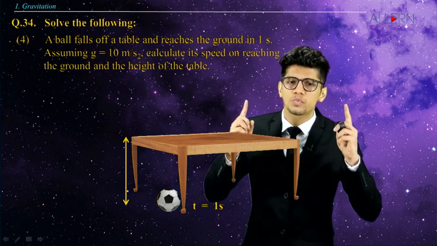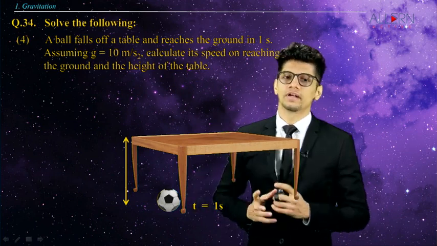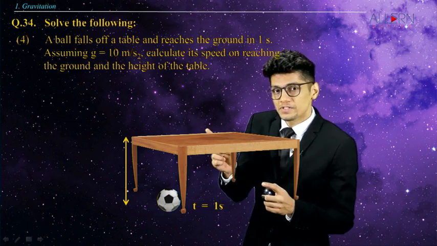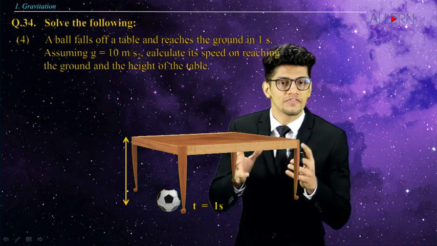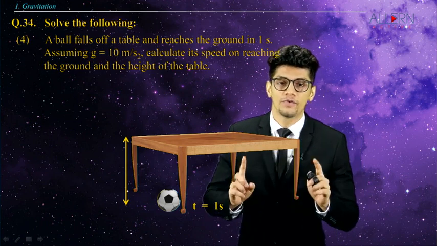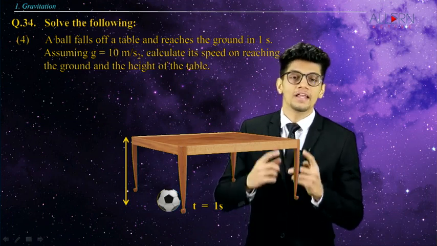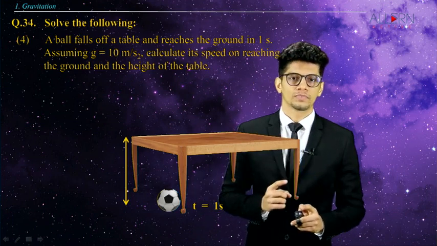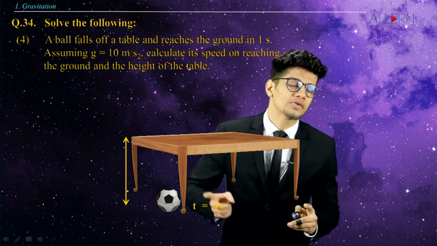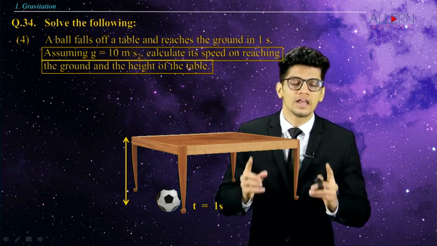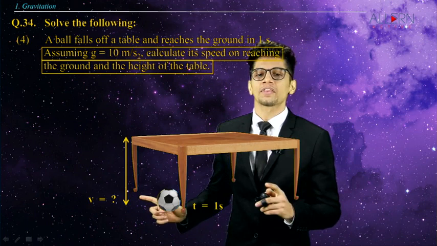So the first thing that we should consider is, is the ball going in the upward direction or the downward direction? And obviously we know that this ball is coming in the downward direction. That means two conclusions that we should draw: first of all, the initial velocity or u will be equal to 0 and g will be positive. Now since initial velocity is 0 and it says calculate its speed on reaching the ground, that means we have to find the value of final velocity denoted by small letter v.